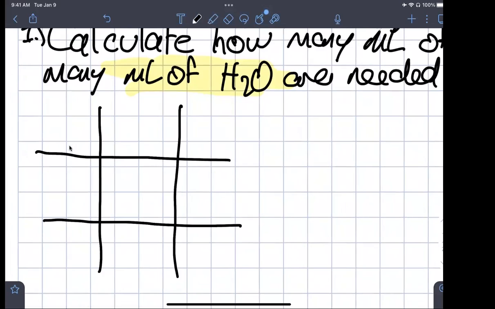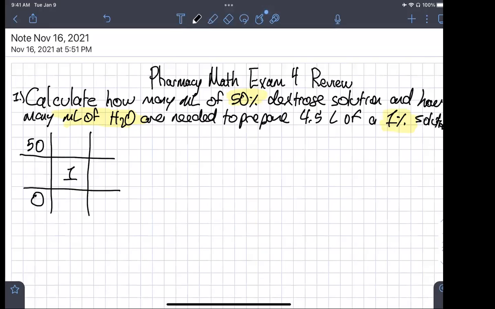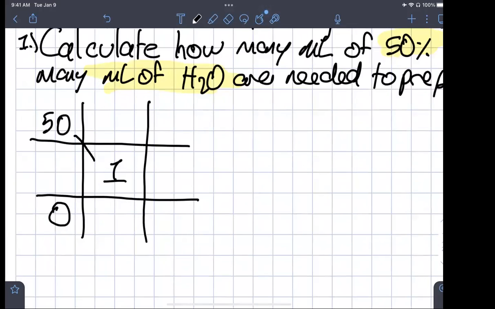And the top left is going to have the high percent. So if you have 50% and water, obviously 50 is going to be the high. And water, if you remember, is 0. And then our desired is going to be a 1% solution. So you will do 50 minus 1, which is 49. And remember, you do 1 minus 0, because if you do 0 minus 1, you'll end up with -1. That's not how you get it. So 1 minus 0 is 1.